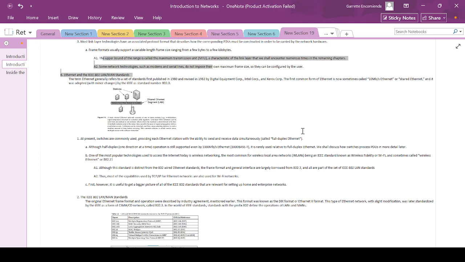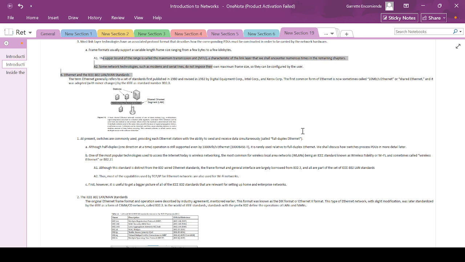So again, the upper bound of the range is called the maximum transmission unit, a characteristic of the link layer that we shall encounter numerous times in this chapter.